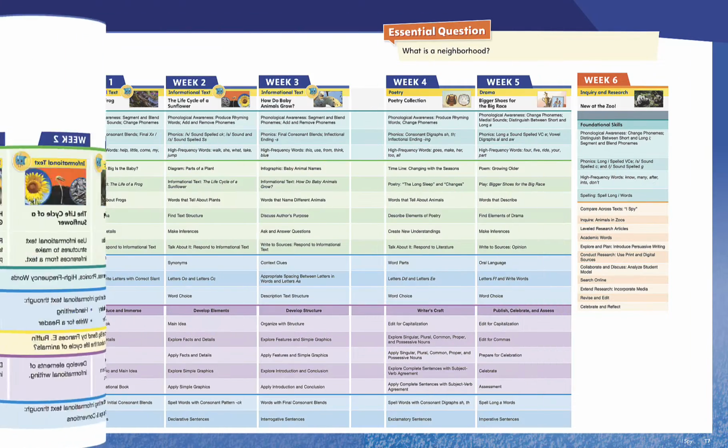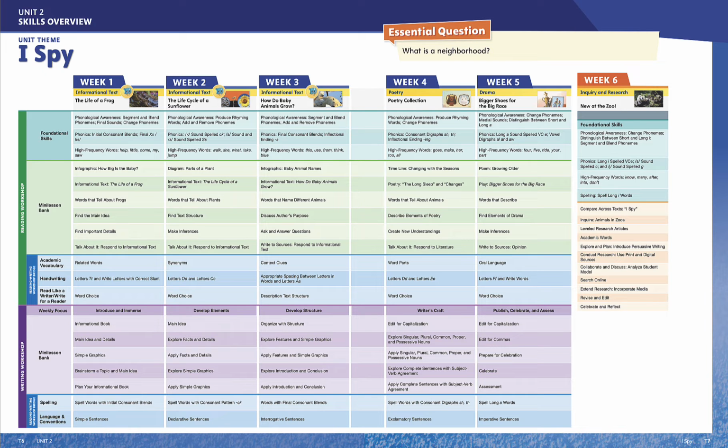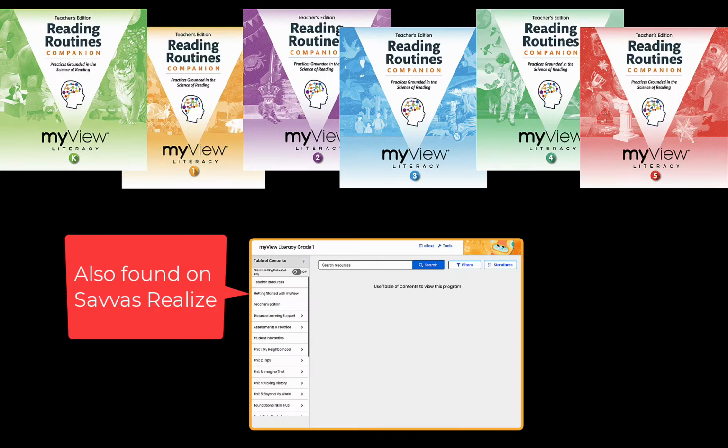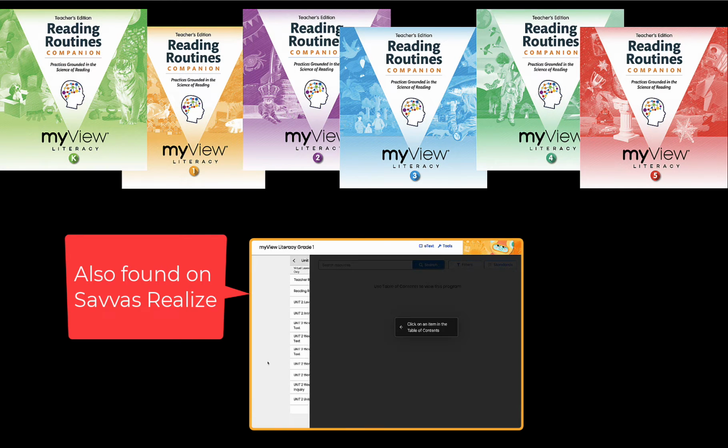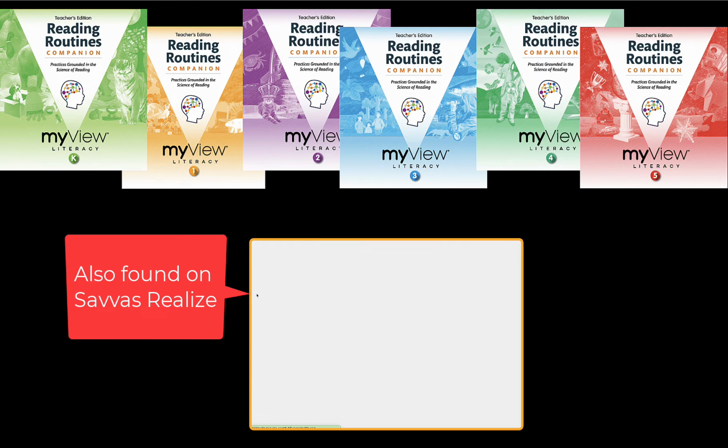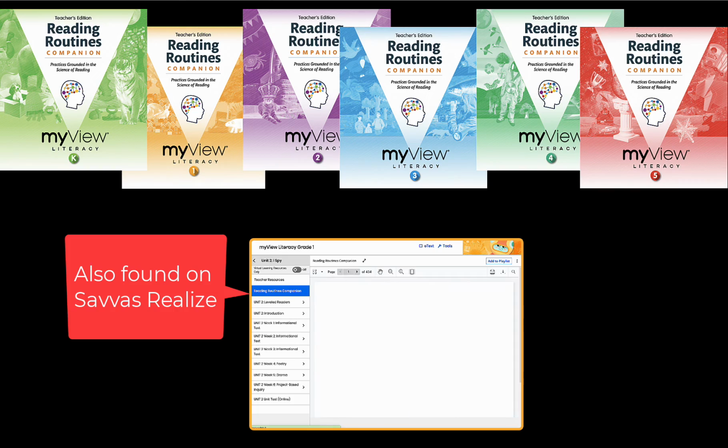Turning the page will lead you to the Unit Skills Overview. The Unit Skills Overview provides a look at the key skills covered in each week in the 6-week unit of study. The Reading Routines Companion provides a scope and sequence, teacher resources, and additional explicit instructions to deepen your whole group and small group lessons, which allow for teacher modeling and supports guided and extended practice.